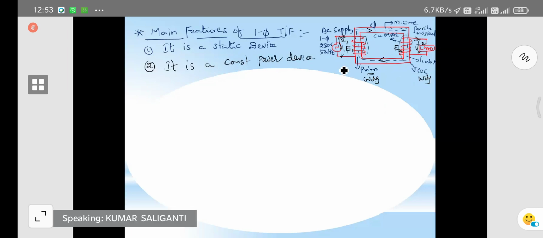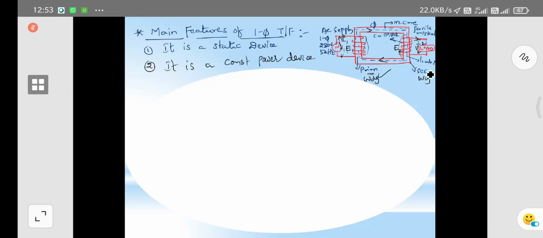Constant power device. A transformer transfers almost the same amount of power for both windings. Both means primary and secondary windings, so it can be treated as a constant power device.